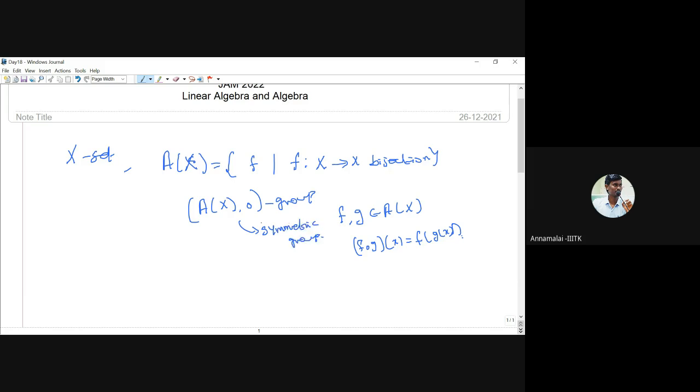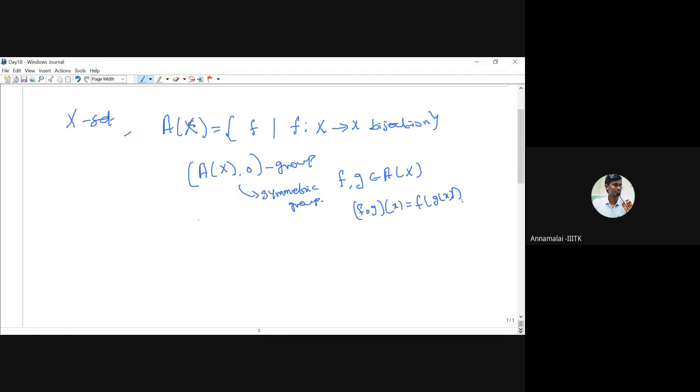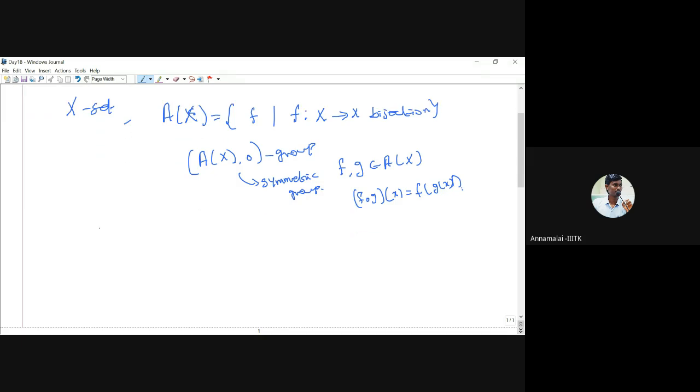If X is a finite set, then we call it a permutation group. Otherwise, generally, X can be any set, maybe an infinite set also. Anyway, we can define A of X for any set. If X is a finite set containing n elements, the cardinality of X is n, then this A of X is denoted by S suffix n, that is the permutation group. Same thing, but we can use different notation. S suffix n is a symmetric group, sometimes called a permutation group.